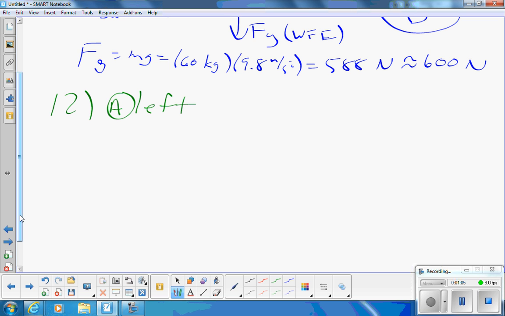13. Got to do all these in different colors. 13. Lucky 13. Okay, student on an amusement park ride. They give me a radius and they give me the time to go around once, which is called the period.